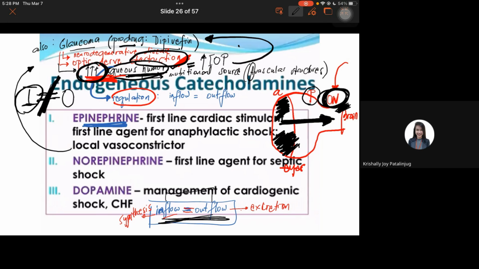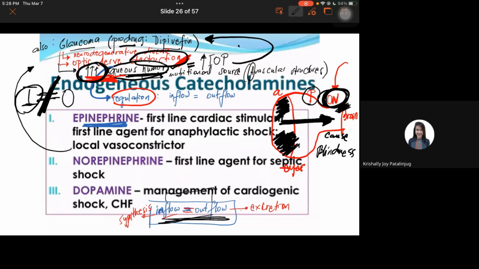And worst about glaucoma, it could affect both eyes. Hindi lang isa, pwede niyang ma-affect both eyes. Yes, and it could cause blindness. Pwedeng mabulag yung tao. Okay, kaya kailangan siyang i-treat.